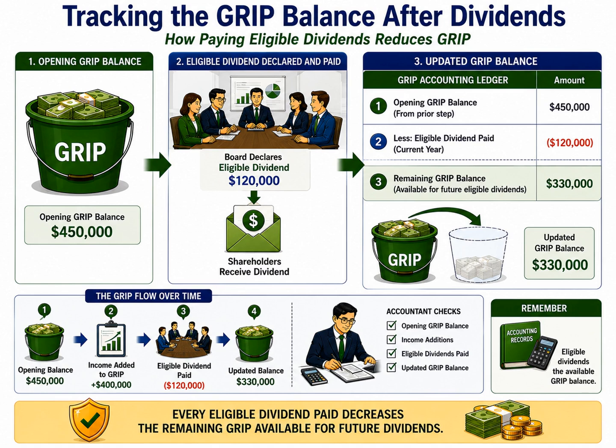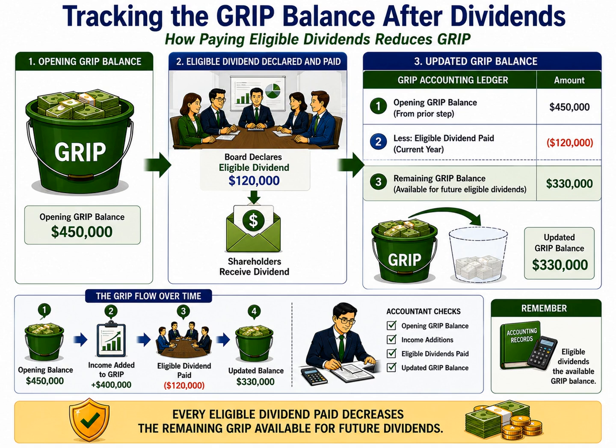Notice that the cash paid to shareholders and the GRIP balance are related but not identical. Paying a dividend reduces the GRIP balance because the associated tax attributes have now been used. The corporation cannot continue to designate eligible dividends indefinitely without first generating additional GRIP through future general rate income.